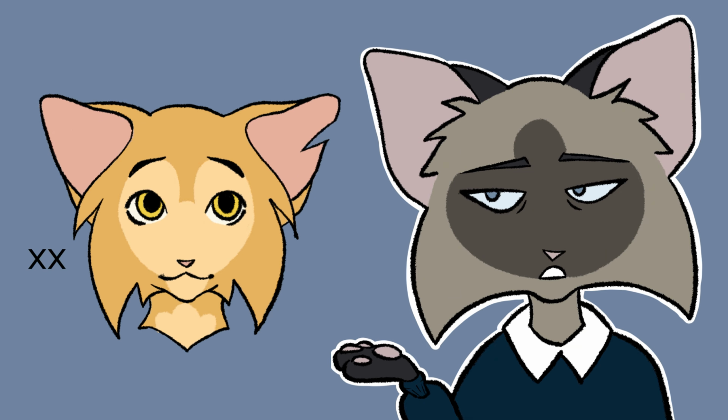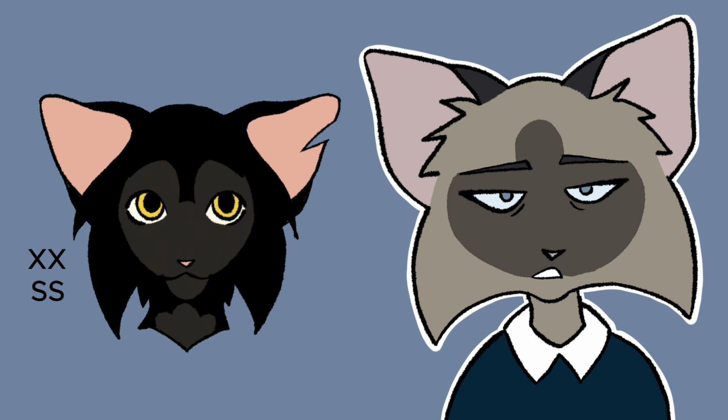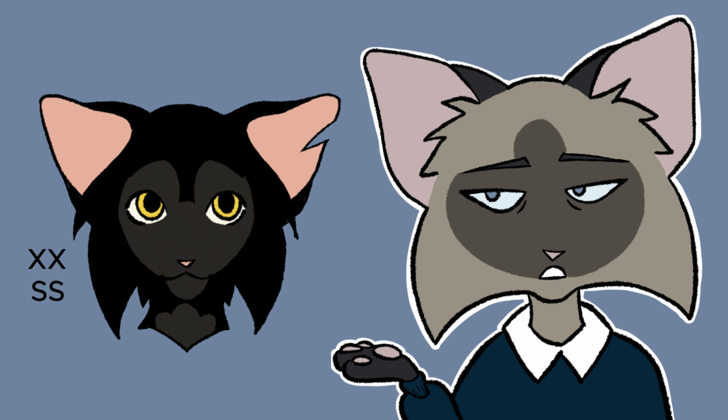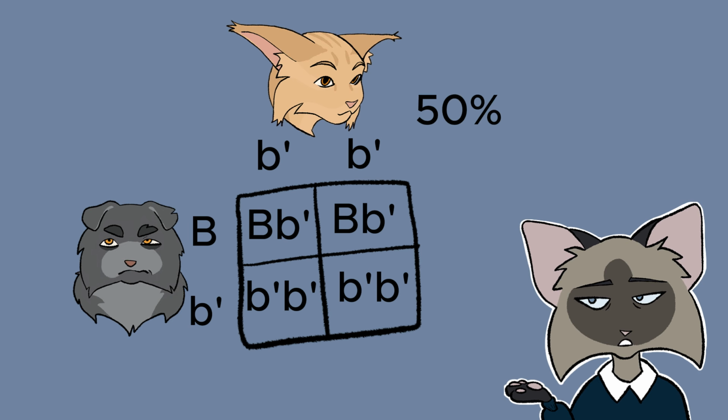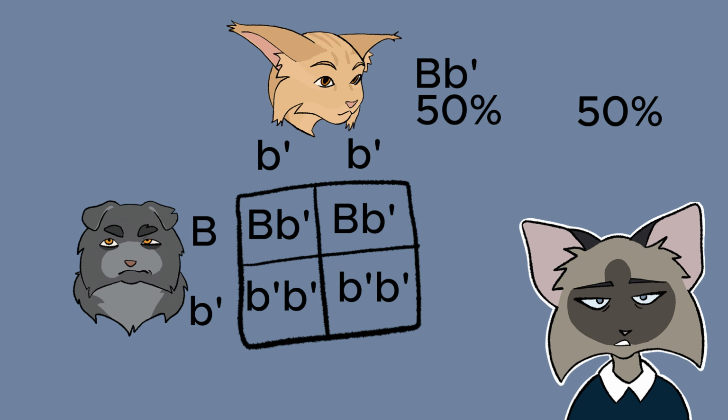She would be XX with a base color of black, Big S for no white, since neither of her parents have any white. And then if we cross her parents' locus B, just like her mother, she would have a 50% chance of being Big B B prime and a 50% chance of being B prime B prime.